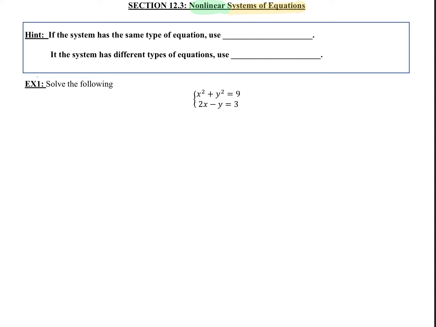Alright, so first off, a hint. If the system has the same type of equation, for example, if they're both circles or both parabolas, or they just look the same, and I'm talking about the variables and the power on the variables too, then we're going to use elimination to solve. Now, if the system has different types of equations, once again talking about the variables and the power on them, then we're going to use substitution.